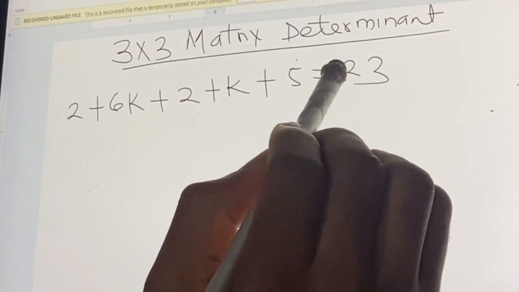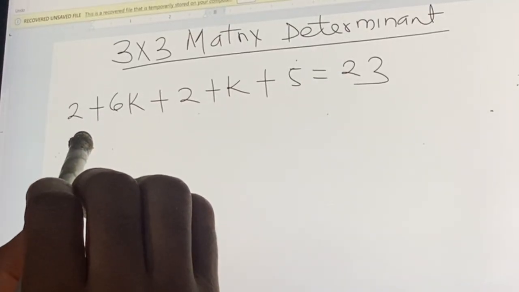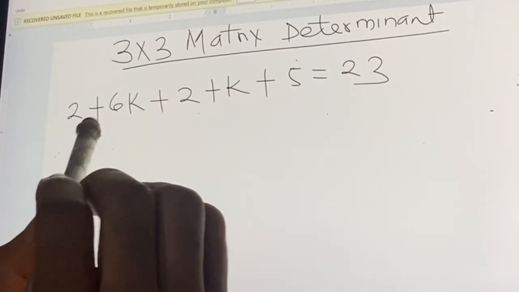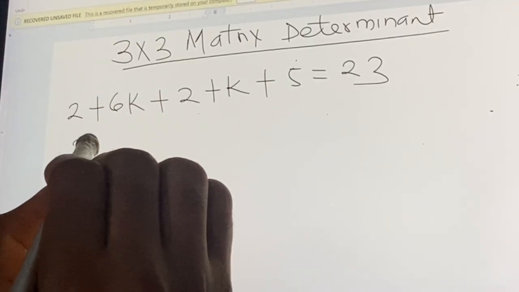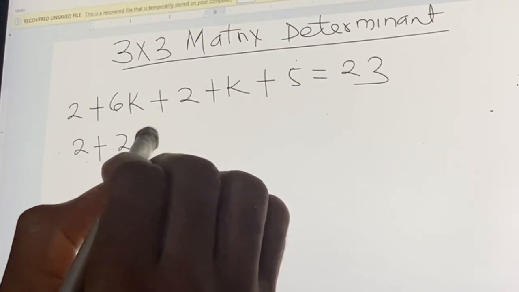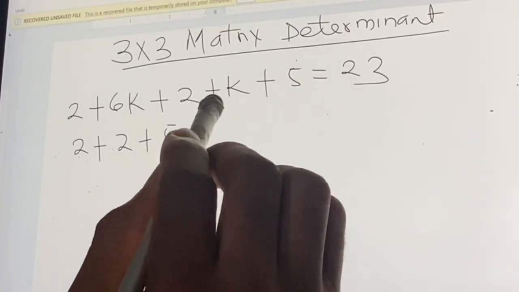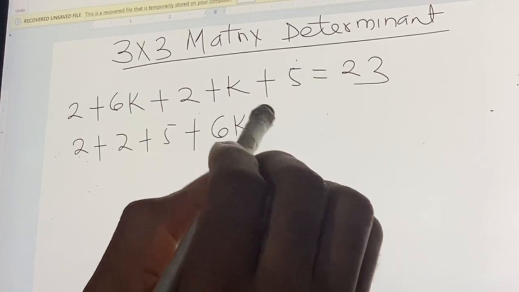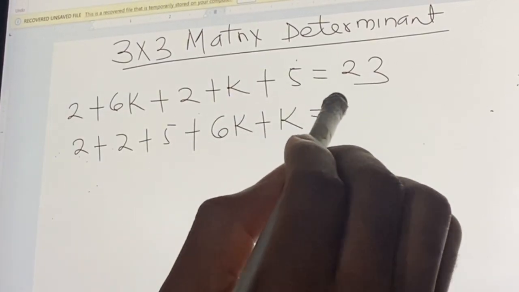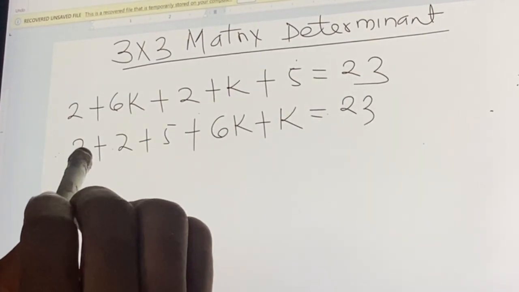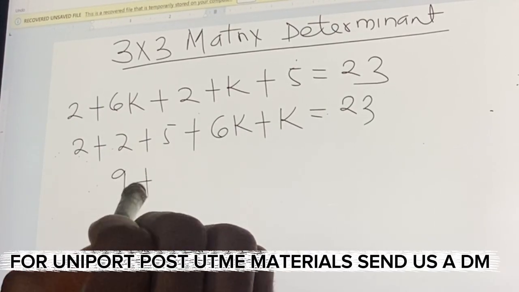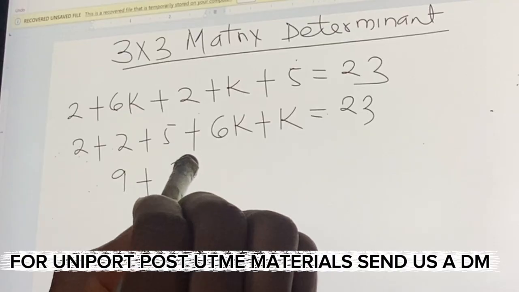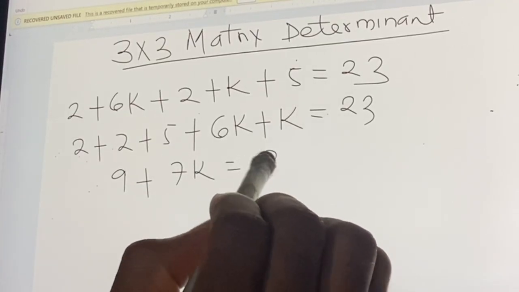Please take note. So taking like terms here, when you take like terms, all the numbers, grouping the numbers into one place and grouping the letters into one place. So I will have this to be 2 plus 2 plus 5 plus 6k plus k is equal to 23. So 2 plus 2 gives us 4. 4 plus 5 will give us 9 plus 7k is equal to 23.